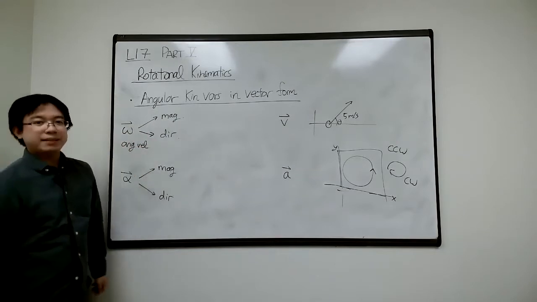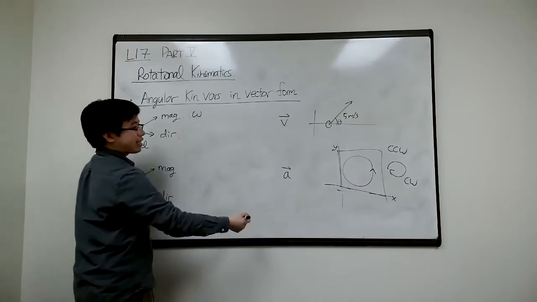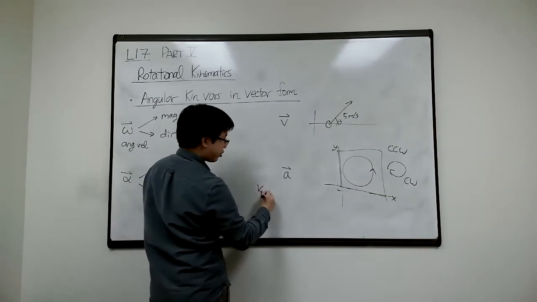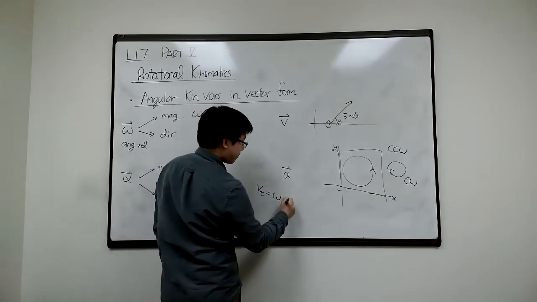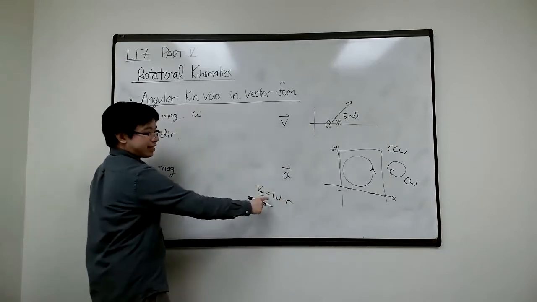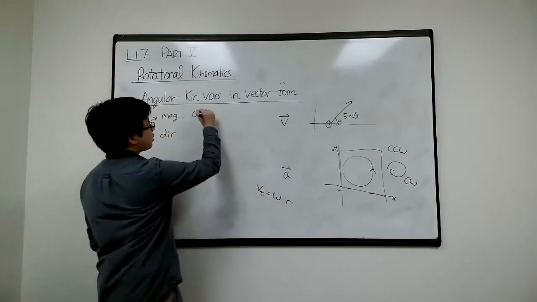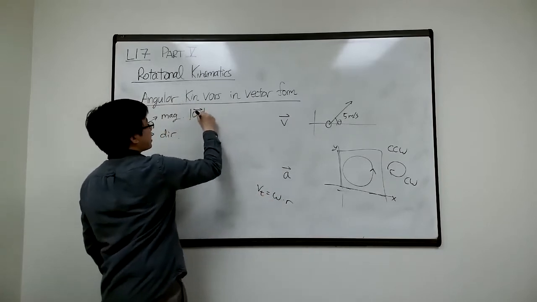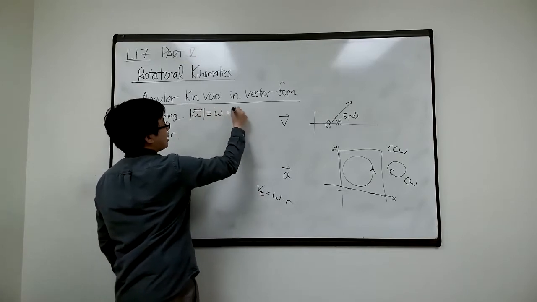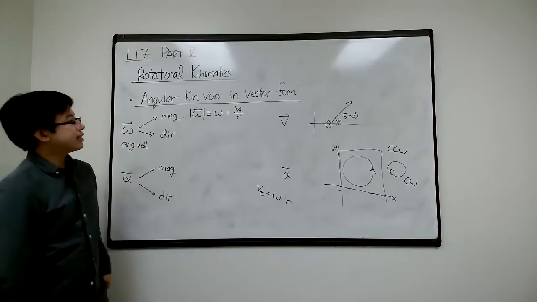The magnitude is easy. The magnitude is just what we had before. For example, we said the tangential speed, if we want to relate it to the linear one, is omega times r. Just take the Greek letter times r, and you get the tangential variables from it. So the magnitude of this, just to emphasize, is the tangential speed divided by r.